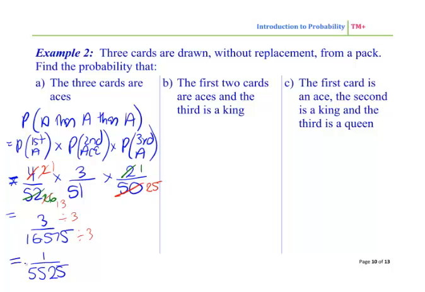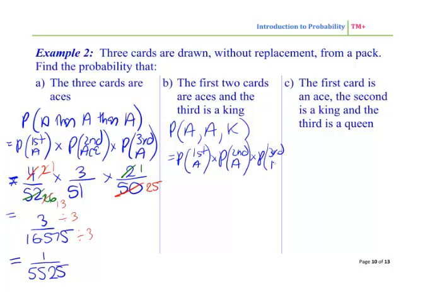Next, the first 2 cards are aces and the third is a king. So we want the probability of an ace, then an ace, then a king. So it's going to be the probability that the first is an ace times the probability that the second is an ace times the probability that the third is a king. For an ace first, I got 4 out of 52 cards. Next is an ace. Well, I've already chosen one, so it's 3 out of 51. Third is a king. Well, there's 4 kings out of 50 cards left.